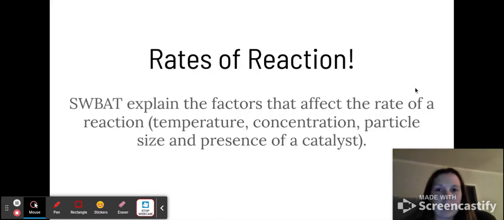Everybody, this is our lesson on rates of reactions, and by the end of this lesson, you should be able to explain the factors that affect the rate of reaction, such as temperature, concentration, particle size, and the presence of a catalyst.